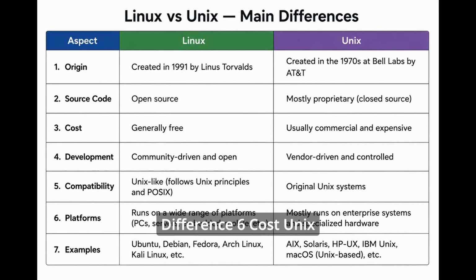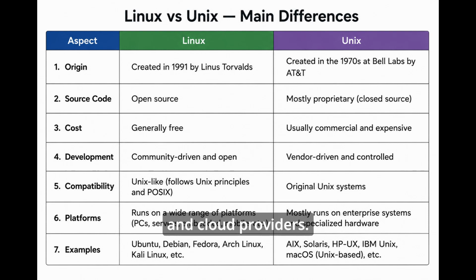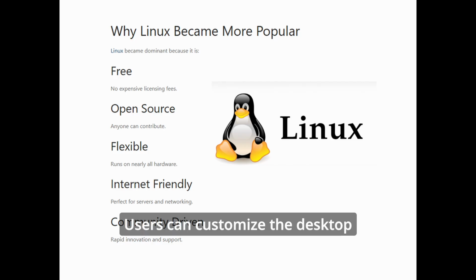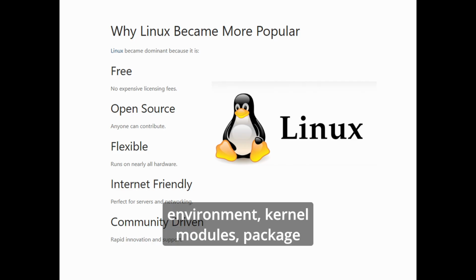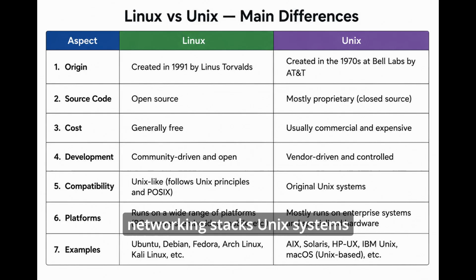Difference 6. Cost. Unix systems are often expensive. Linux is usually free. This made Linux extremely attractive for startups, universities, developers, and cloud providers. Difference 7. Flexibility. Linux is highly customizable. Users can customize the desktop environment, kernel modules, package systems, boot systems, networking stacks. Unix systems are generally more standardized and vendor-controlled.